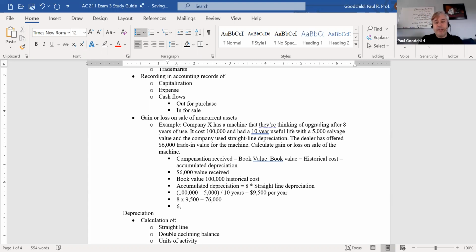And so we have 6,000 minus 100,000 minus the 76,000. So we get 6,000 minus 24,000. So that equals an $18,000 loss.